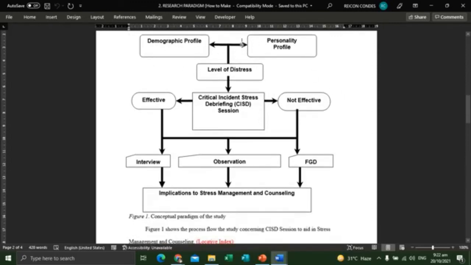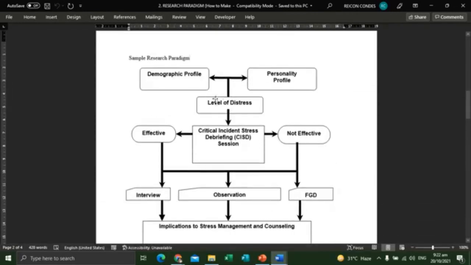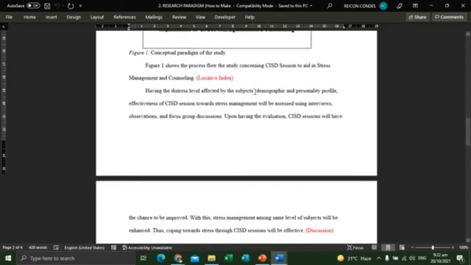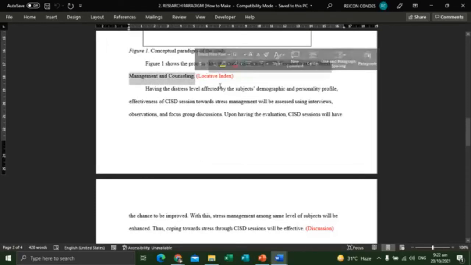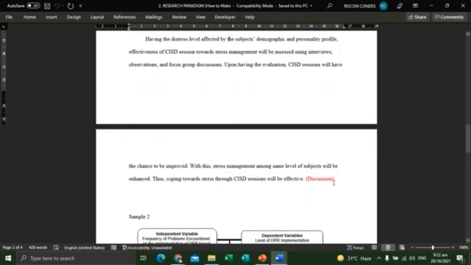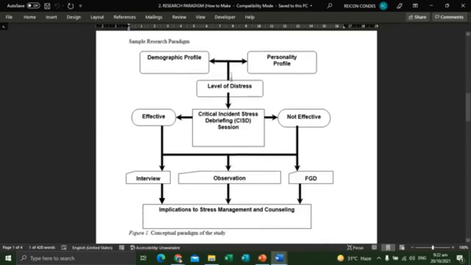Ayan. So, makikita natin yung mga uses of arrows, boxes, and then, paano natin i-discuss? So, figure 1 shows the process. Ito yung figure 1, anong pinapakita. Flow study concerning session in stress management counseling. So, ito yung tinatawag nating locative index. And then, you discuss ano yung content nito.